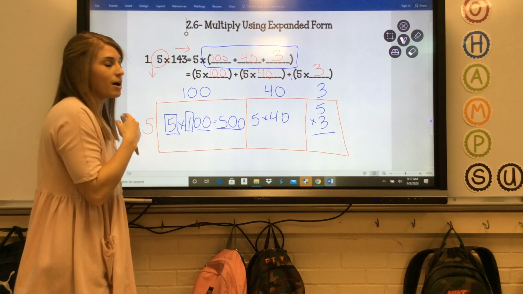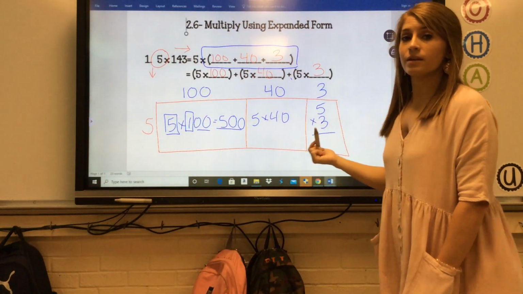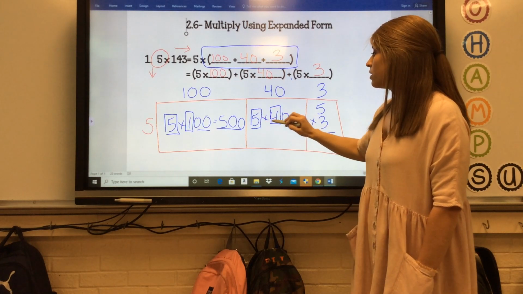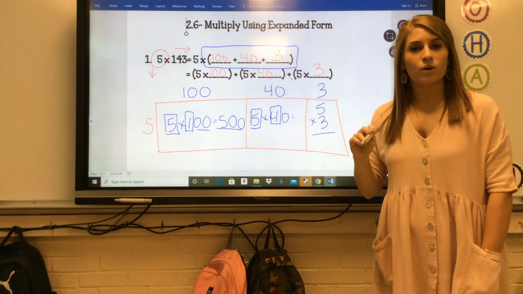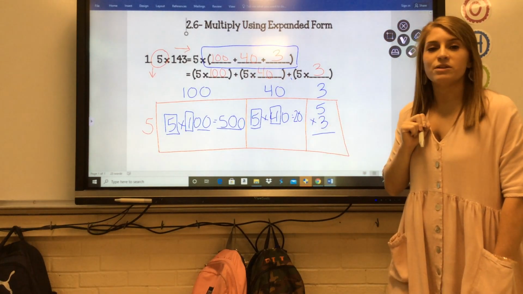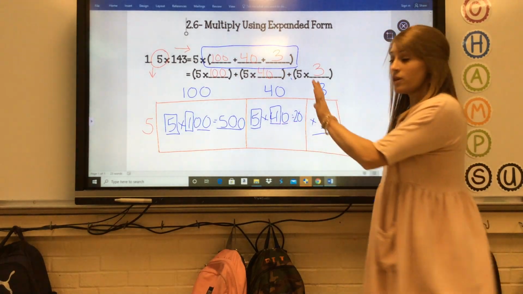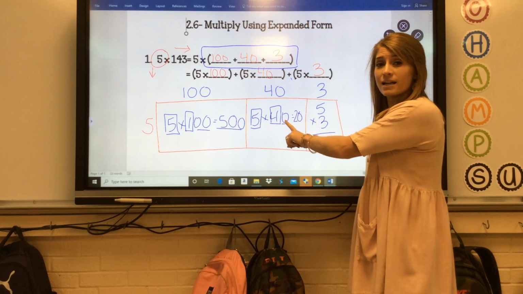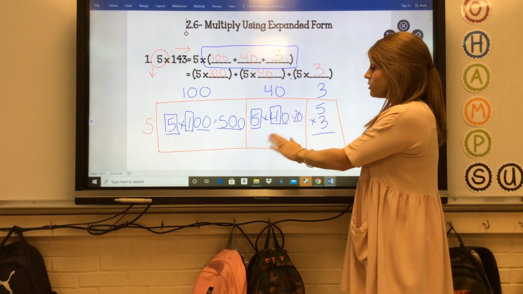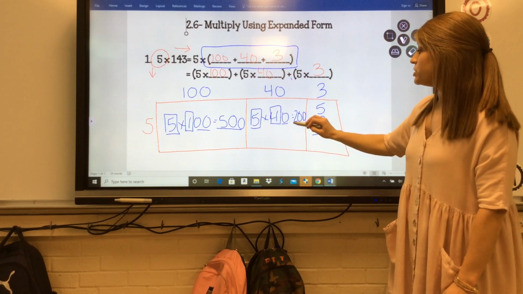Then I move to my next box, 5 times 40. What basic fact do you see there that I can use? Very good. 5 times 4, which equals what? What is 5 times 4? Very good. It is 20. And then how many zeros do you see that I need to add? Very good. Just the one. Now remember, there is 1 zero here already, but does that count as the zero I need to add? No, I need to make sure I add the zero on top of that zero as well. So 5 times 40 is 200.